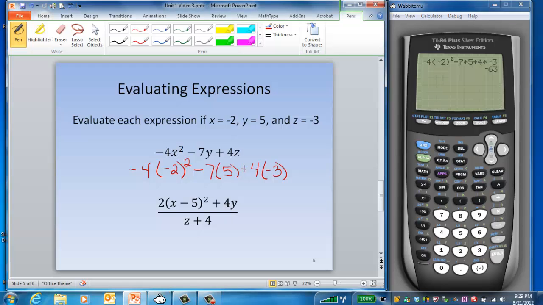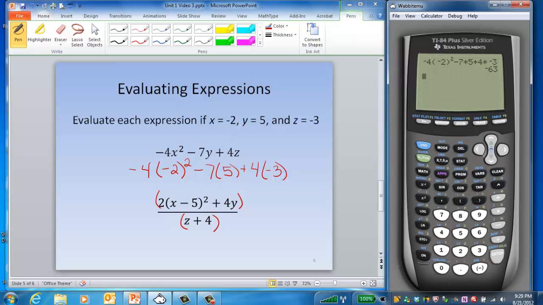Last one, same thing. We're going to substitute things in, but again, I have a numerator that's going to get parentheses. I have a denominator that's going to get parentheses. So what does it look like over here? Start my numerator. I have 2 parentheses. Instead of x, I'm going to write -2 minus 5, close parentheses, squared, plus 4 times, instead of y, I write 5. That's the end of my numerator.